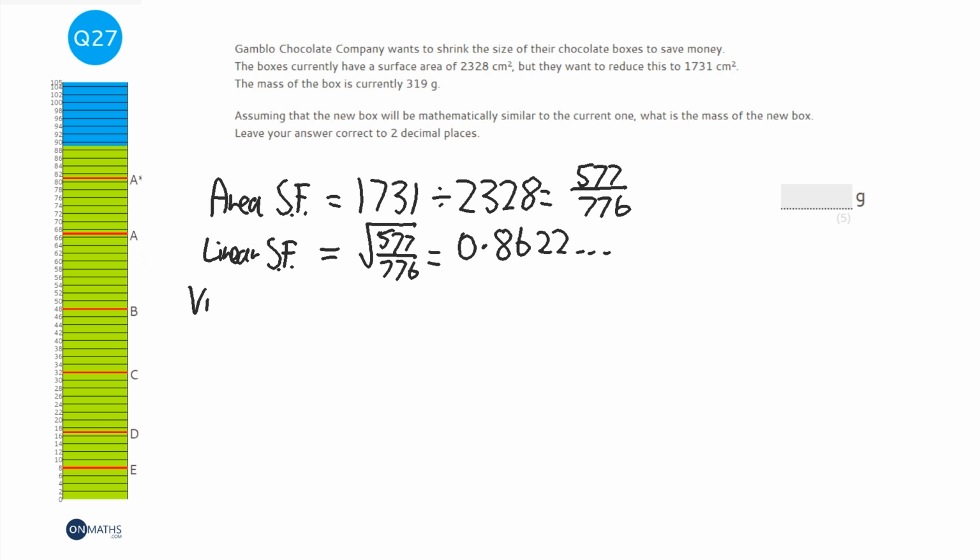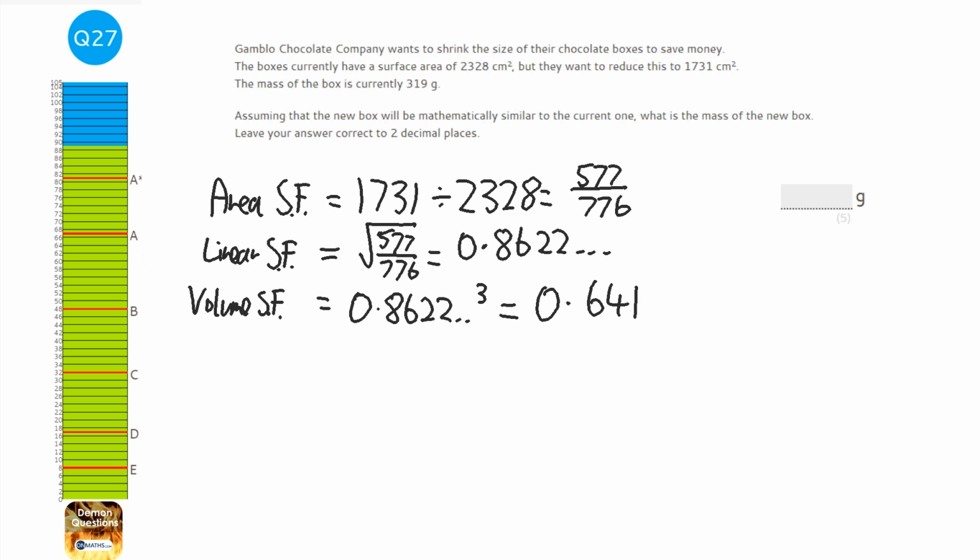Right, so we need to work out the volume scale factor. Now to find the volume scale factor from the linear scale factor, you just cube it. So I'm going to show the examiner that I'm going to keep it in my calculator, but I'm going to cube it. So what I'm going to do is just press the X with a little square button, and then 3, or just press the X cubed button. Let's have a look, and that's going to be 0.6411, and again I'm going to keep it in my calculator, because the last step is to find out what the new grams is.